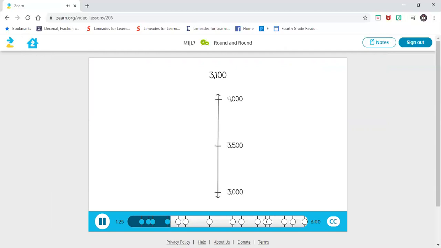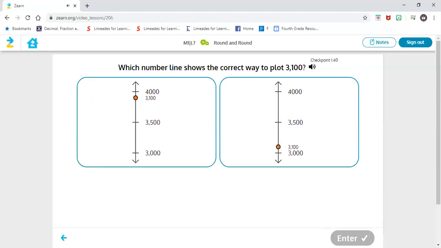Now let's plot. Where can we label 3,100 on the number line? Is 3,100 greater than 3,500 or less than 3,500? Plot 3,100 on the number line. And plot just means that you're going to label or identify where that number will be on the number line.